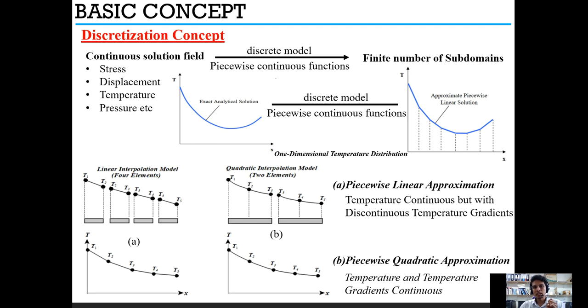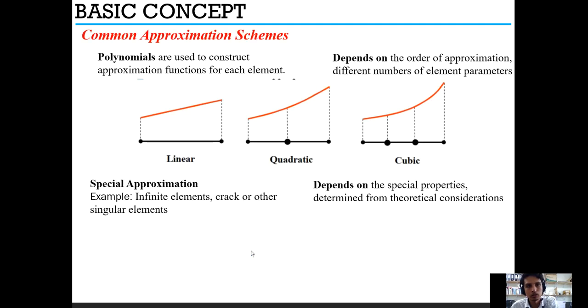In the piecewise linear approximation, you can see the temperature is continuous. In figure A you can see the temperature is continuous but the temperature gradients are discontinuous, but in B it's clear that the gradients are continuous. However, we'll go to some approximations. The approximations would be polynomials first.